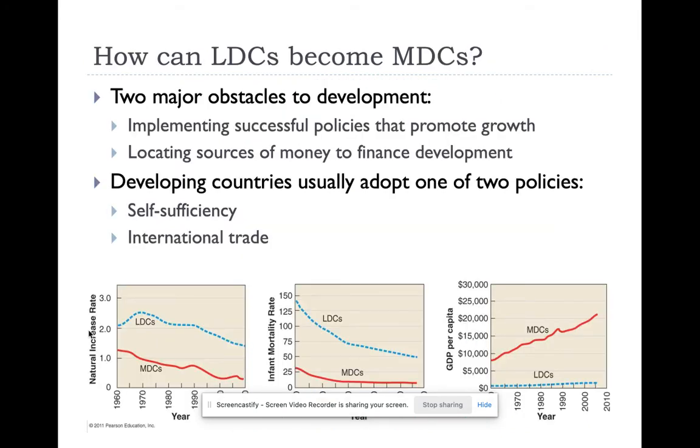So how do LDCs become MDCs? How do we look at that? We're looking at two different models here: the self-sufficiency model and the international trade model. And so things to think about when it comes to that: what are the policies that a country adopts, and the philosophy on how to achieve development, how to increase your development.